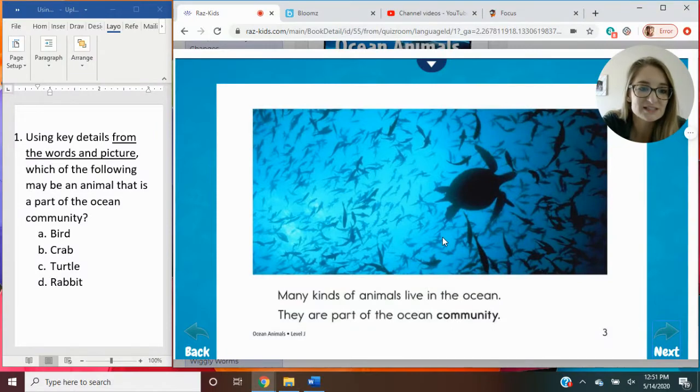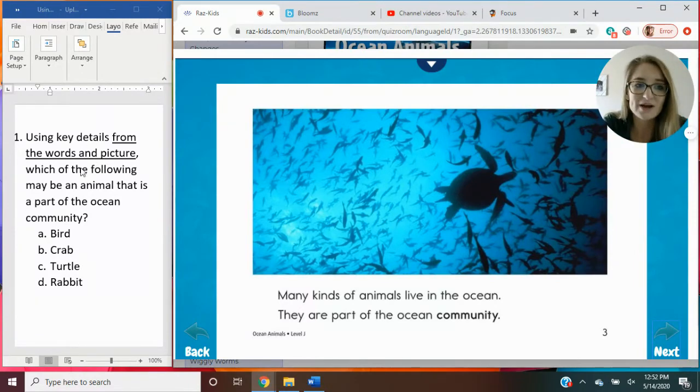So your choices for an animal that is a part of the ocean community: a bird, a crab, a turtle, or a rabbit. So, boys and girls, in my head, I am thinking, an ocean community. Well, I know a bird doesn't live in the ocean, and I know a rabbit doesn't live in the ocean. A crab and a turtle, they both can live in the ocean, right?